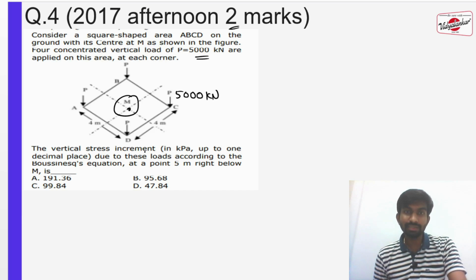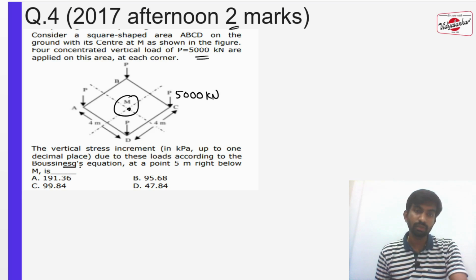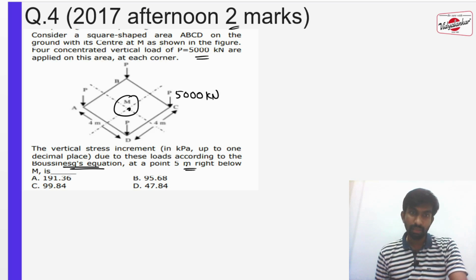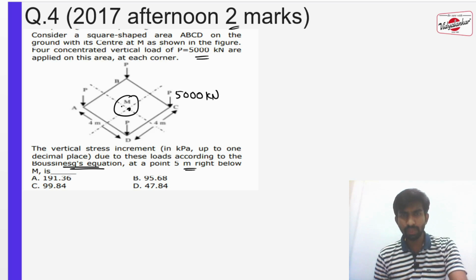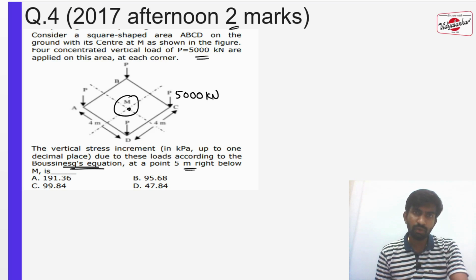The vertical stress increment in kPa, up to 1 decimal place, due to this load according to the Boussinesq equation. तो Boussinesq equation से at 5 मीटर डेप्थ पे कितना स्ट्रेस आएगा ये उन्होंने पूछा है. So by looking at the diagram you can see that it is a symmetrical one. So if you find out for only a single block, you can multiply with 4 and find out for the rest.